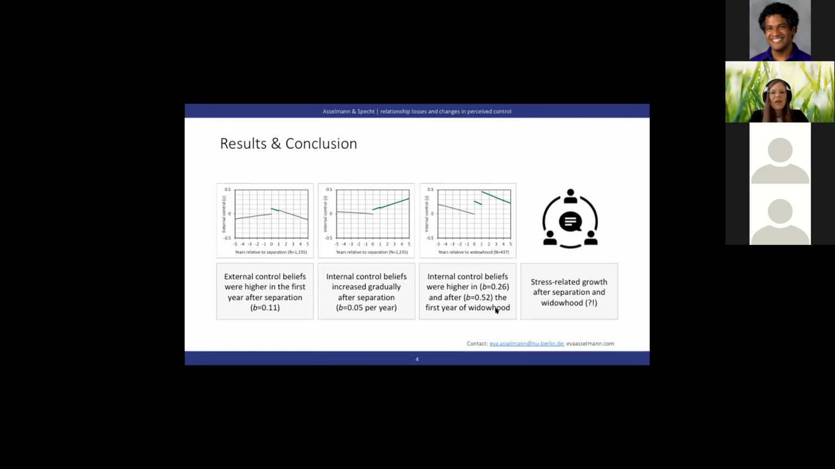And possibly this is because people make the experience that they are able to overcome even these very stressful experiences in the long run, which might strengthen perceived control.